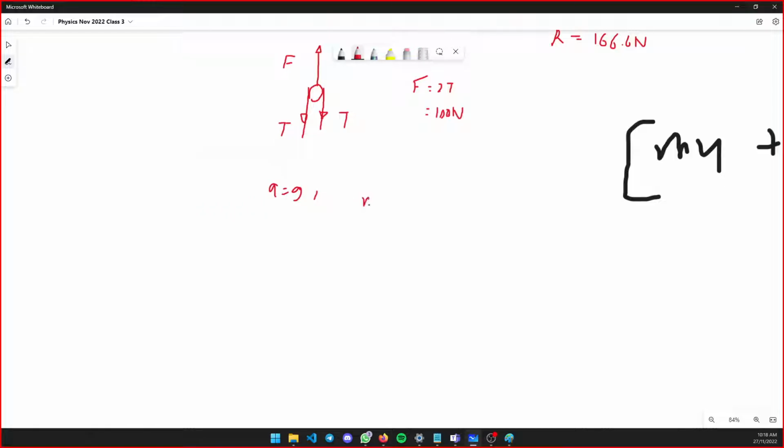That means that mg minus R equals ma. Now we know his resultant is free falling, which means it's also mg. So in that case, R equals mg minus mg, which is 0. There is no force acting on it, technically.